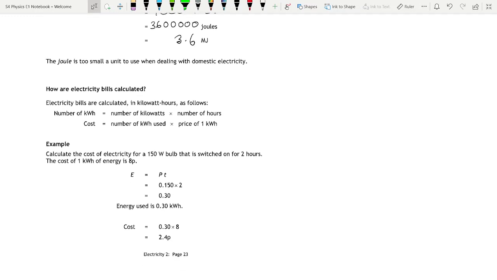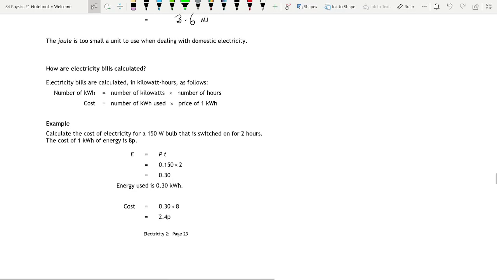This is sort of the one time where you don't convert into watts from kilowatts. You keep it in kilowatts. As I said, this isn't in National 5, so you can just ignore this after this if you want to, if it's just too confusing. So electricity bills are calculated in kilowatt hours by finding the number of kilowatt hours, which is the number of kilowatts times by the number of hours.